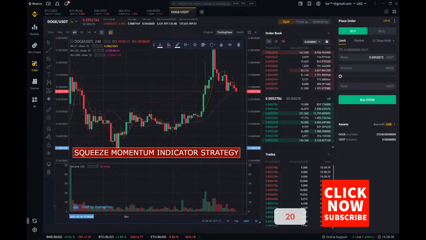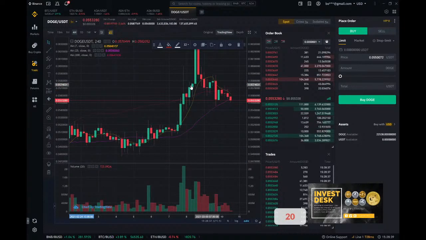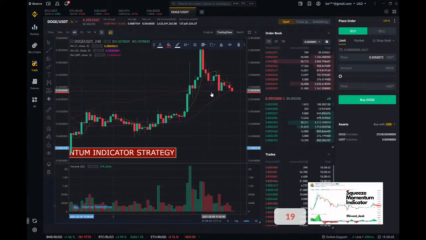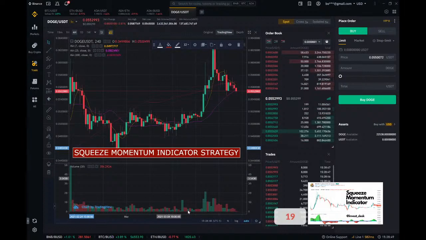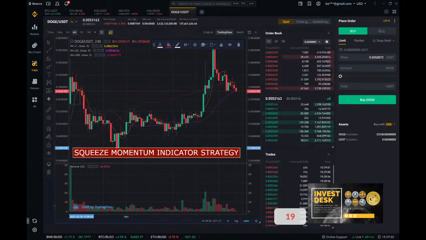Let me go to the 4-hourly chart. We are at a 4-hourly chart here, and you will notice that this particular period of low volatility is what we're looking for, okay? So the squeeze momentum indicator, by definition, is the indicator that would allow you to capture large moves in the market by entering during the quieter periods, okay? So that's, in layman's terms, the definition of this indicator.